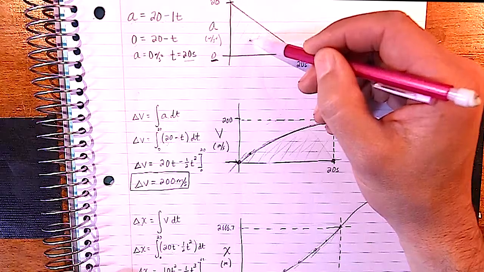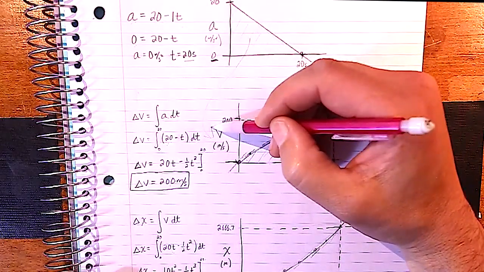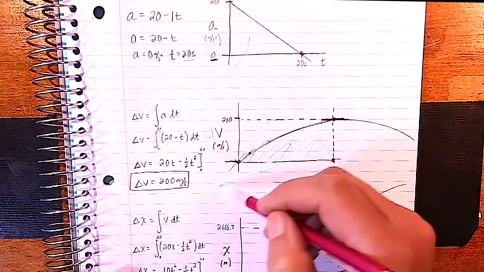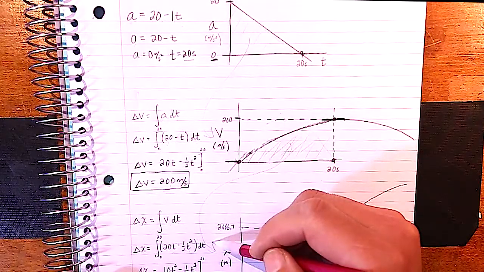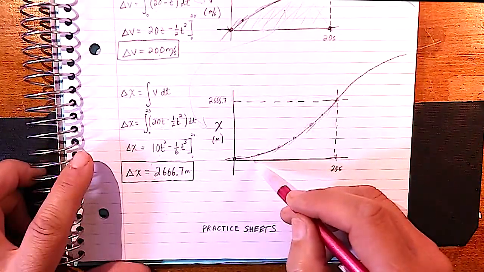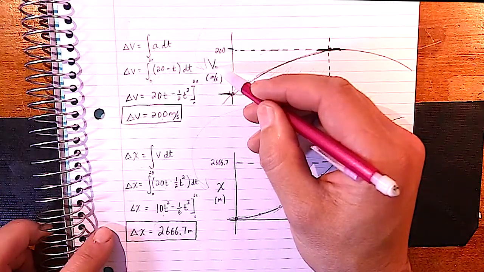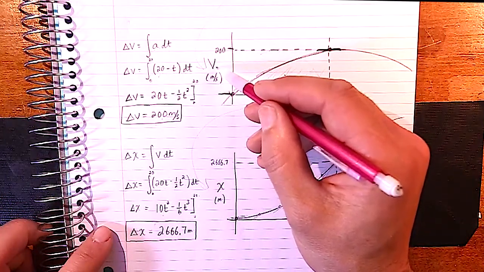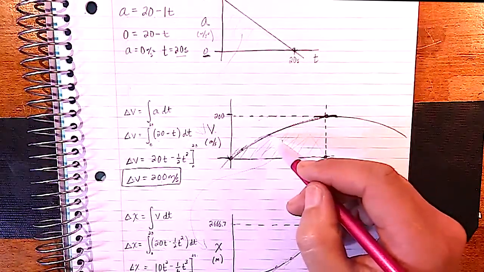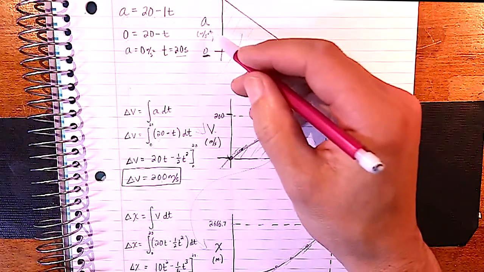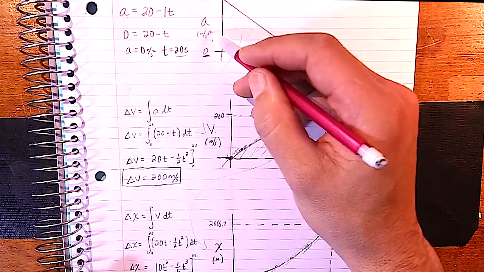One last time, I know I keep repeating this, but it's so important to understand that the area of this is our change in velocity. The area of this is our change in displacement. And the slope of this is the instantaneous velocity, in this case, of this. And the slope of this is going to be our instantaneous acceleration here.